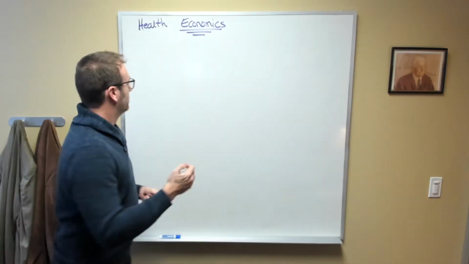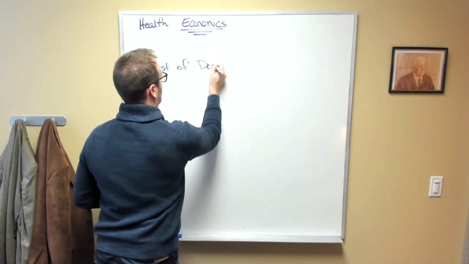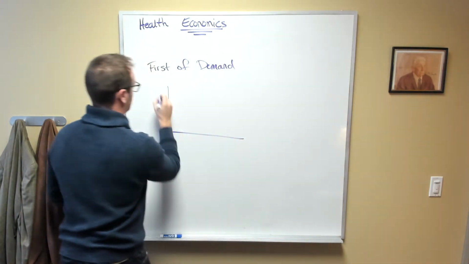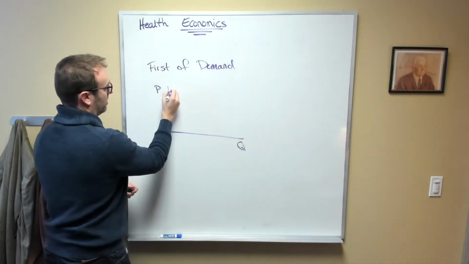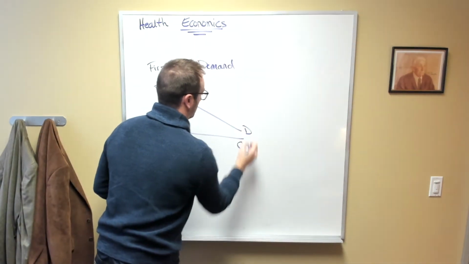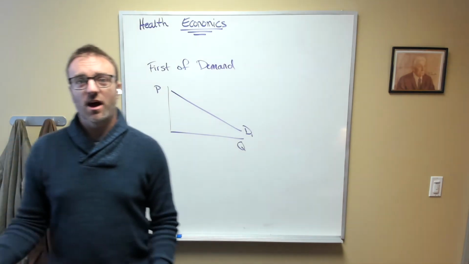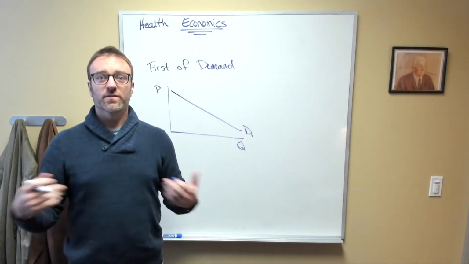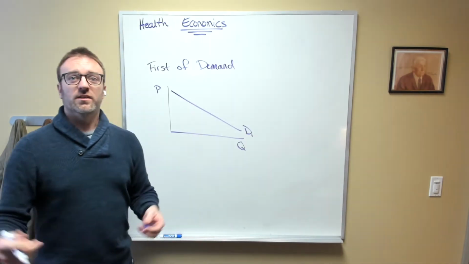This concept is known as the first law of demand. And basically, what it states is that if I have an axis system with price on the y-axis and quantity on the x-axis, I'm going to have a downward sloping demand curve. Okay? This downward sloping demand curve actually says a few things to us. First, it shows us how much pizza you are willing to buy at a given price.